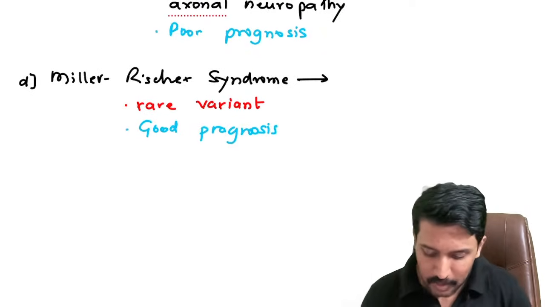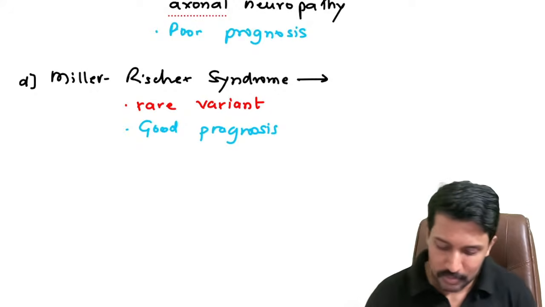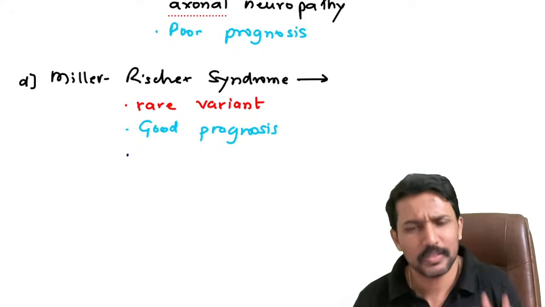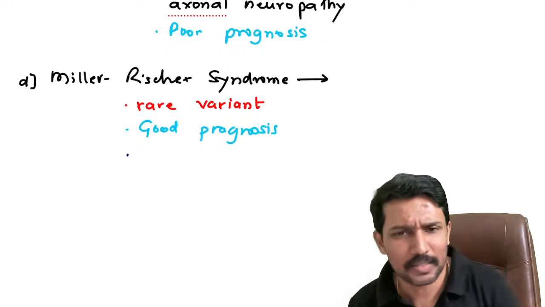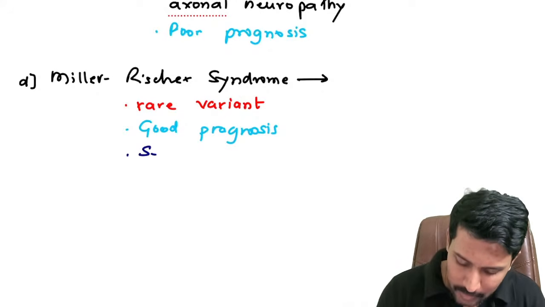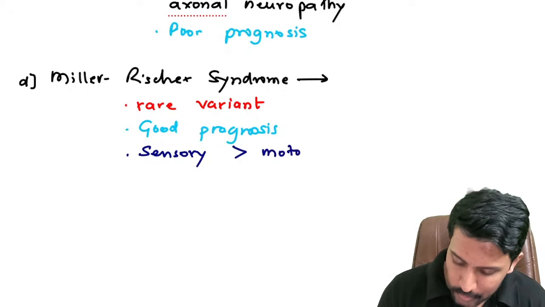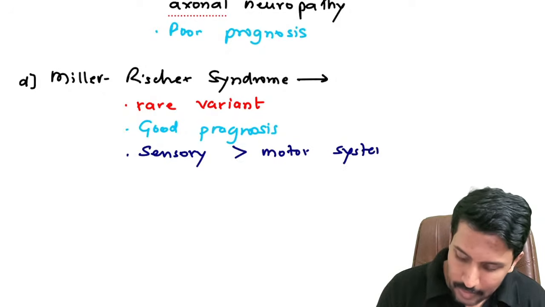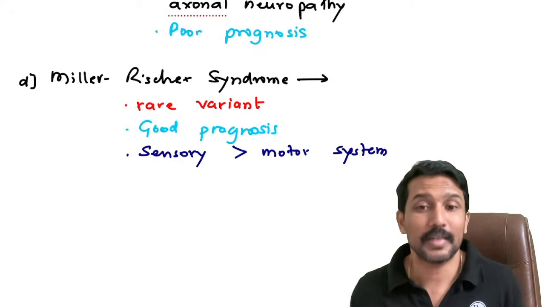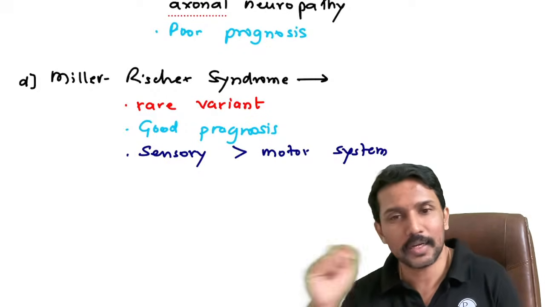Now, why Miller-Fisher syndrome is peculiar and why it carries good prognosis is because, unlike AIDP, AMAN and AMSAN, which are mainly motor with mild sensory involvement, or AMAN with no sensory involvement at all, Miller-Fisher syndrome predominantly affects the sensory more than the motor system. And I'm so happy about it. Why? Because if the motor system gets affected, eventually my diaphragm and respiratory muscles will become paralyzed. I will land up on a ventilator and may die.